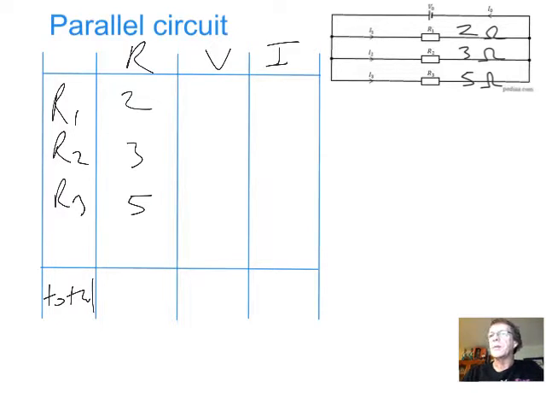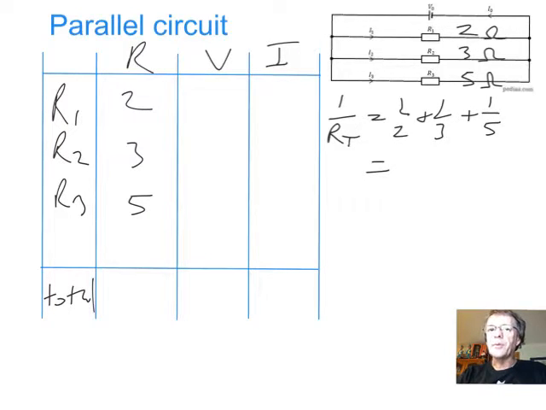Now this is a bit tricky because the total resistance in a parallel circuit is not just adding them up. There's a tricky formula here where you actually look at 1 over the total resistance. It will be done in fractions. You'll find it's 1 over 2 plus 1 over 3 plus 1 over 5. Now you can do that on a calculator just using the fractions button.